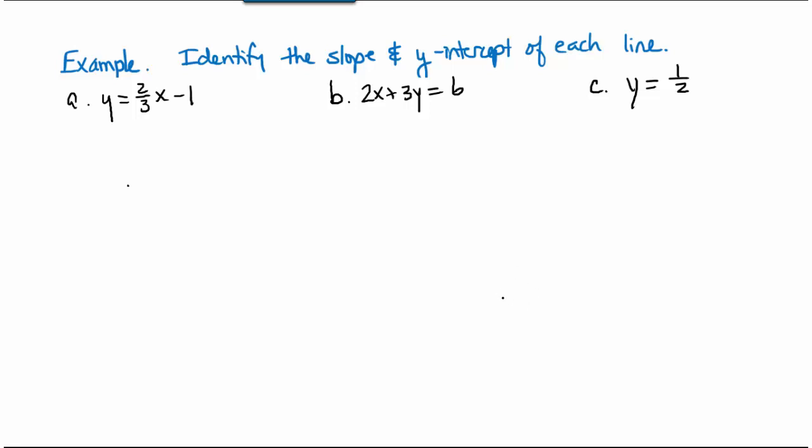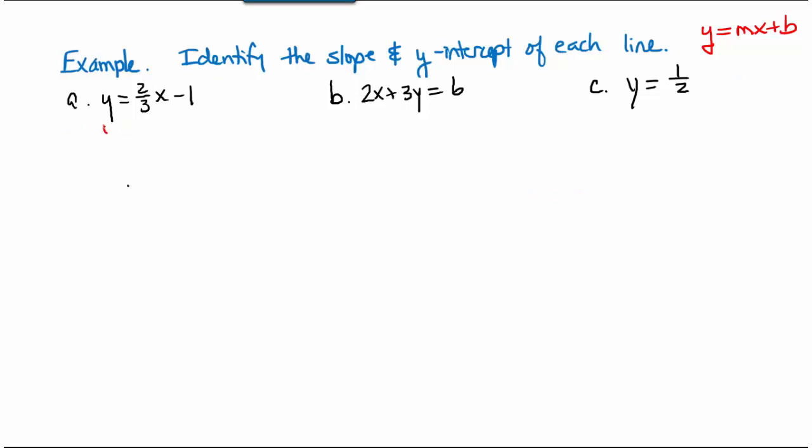Let's look at another example where we identify the slope and y-intercept given the equation of each line. So remember, when you're asked to identify the slope and y-intercept, you need the line to be written in slope-intercept form, which is y equals mx plus b, where m is the slope and b is the y-intercept.